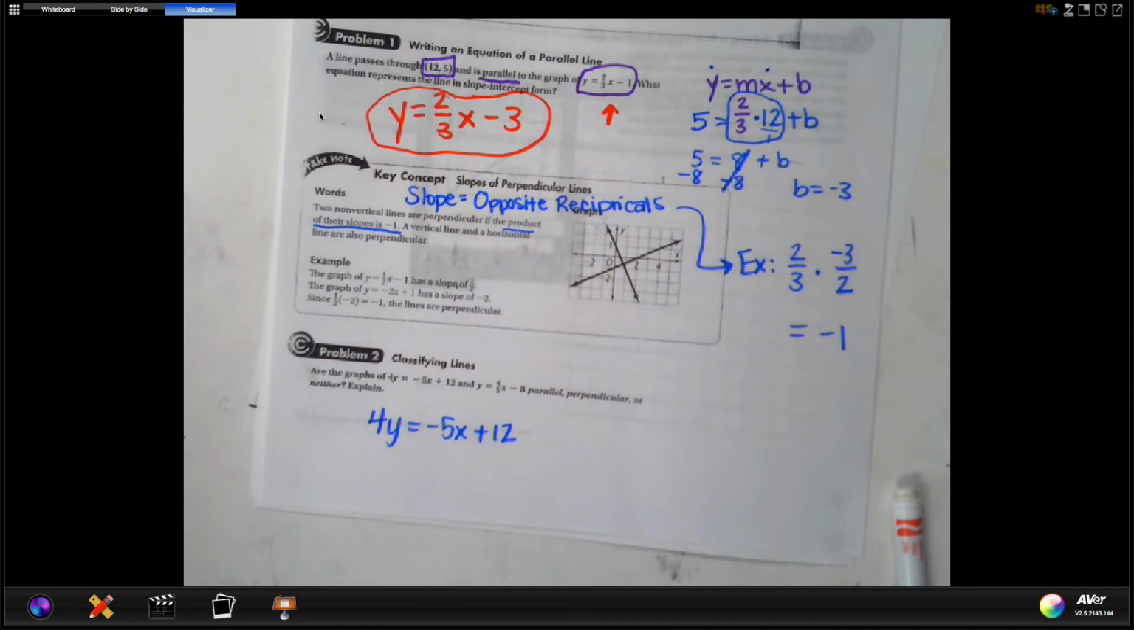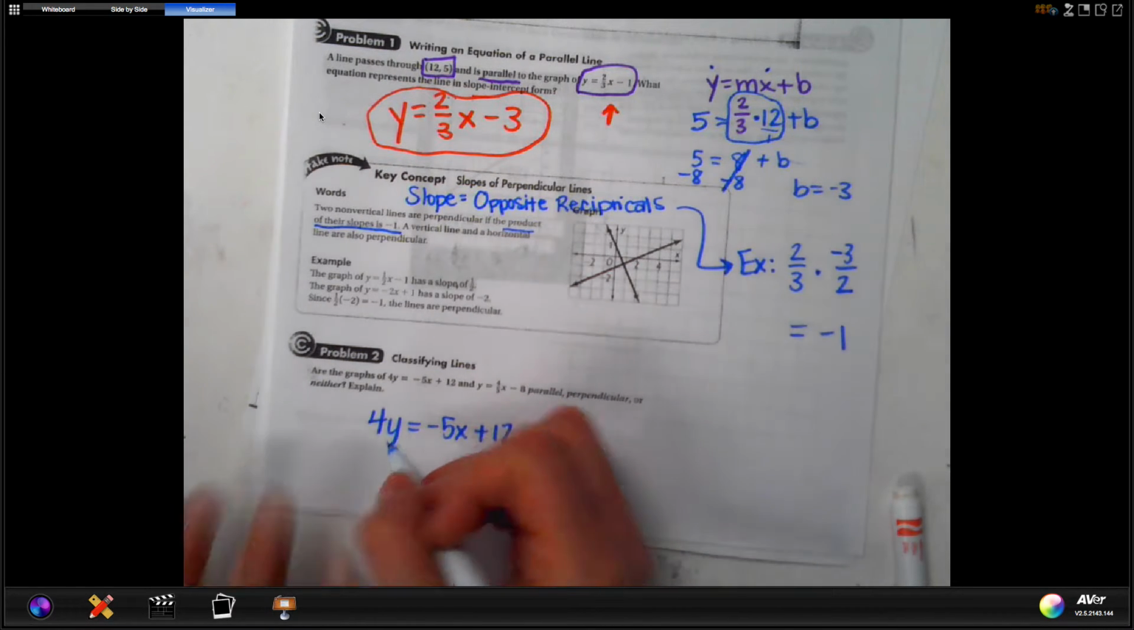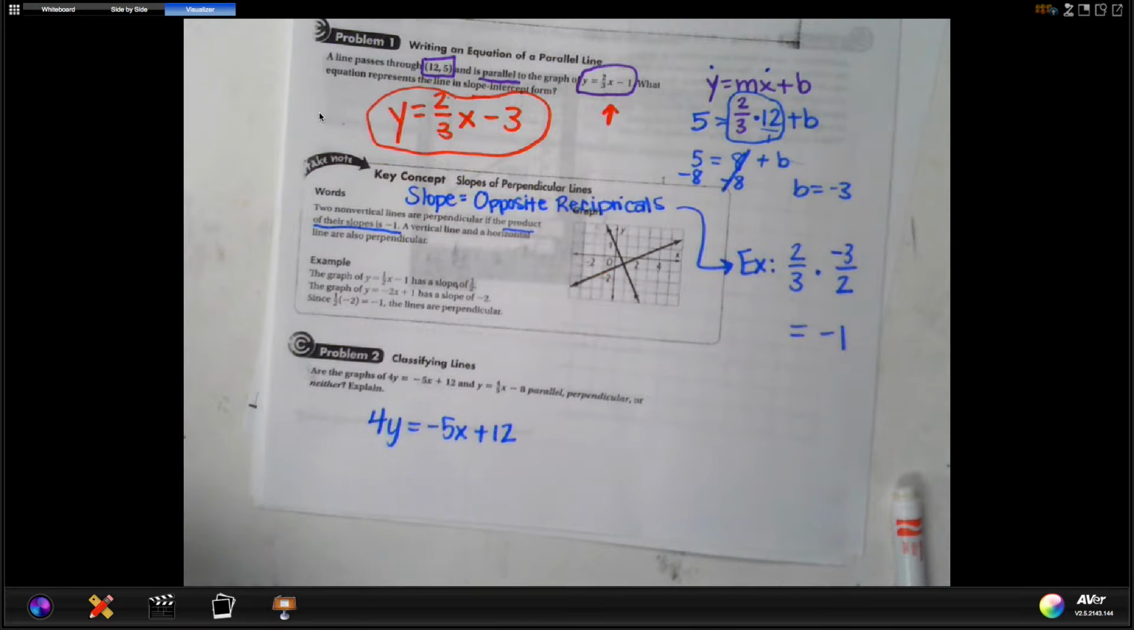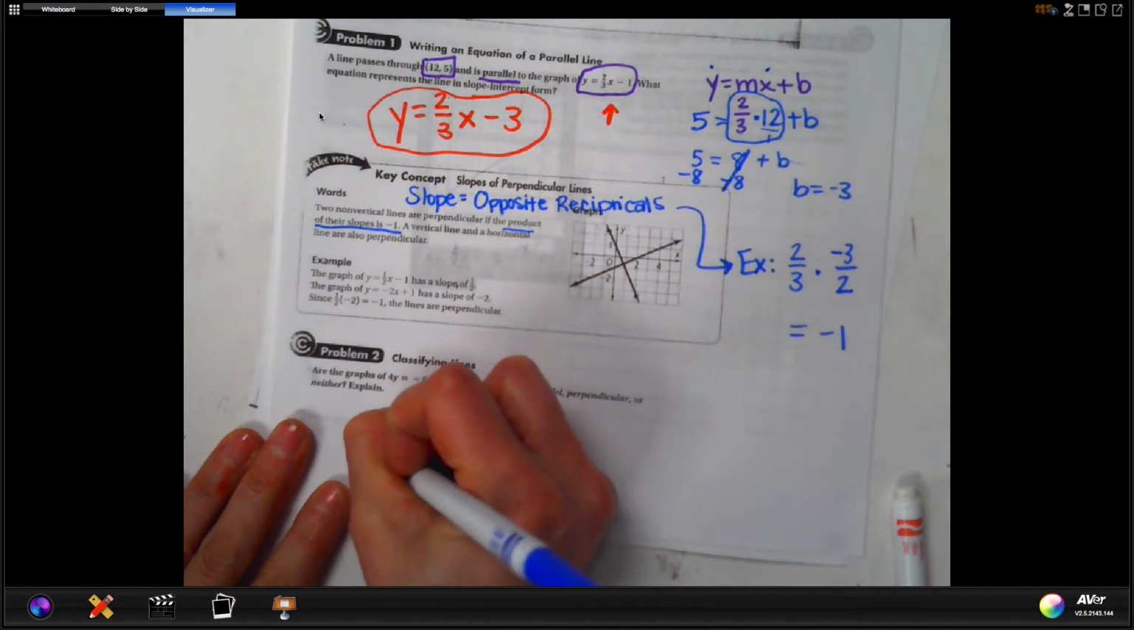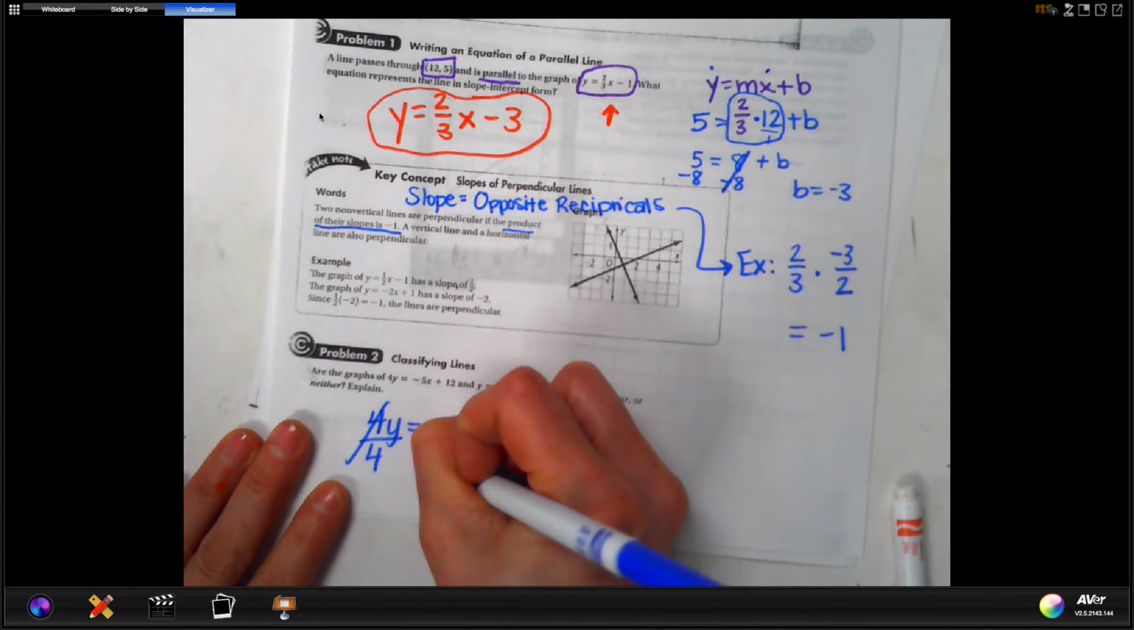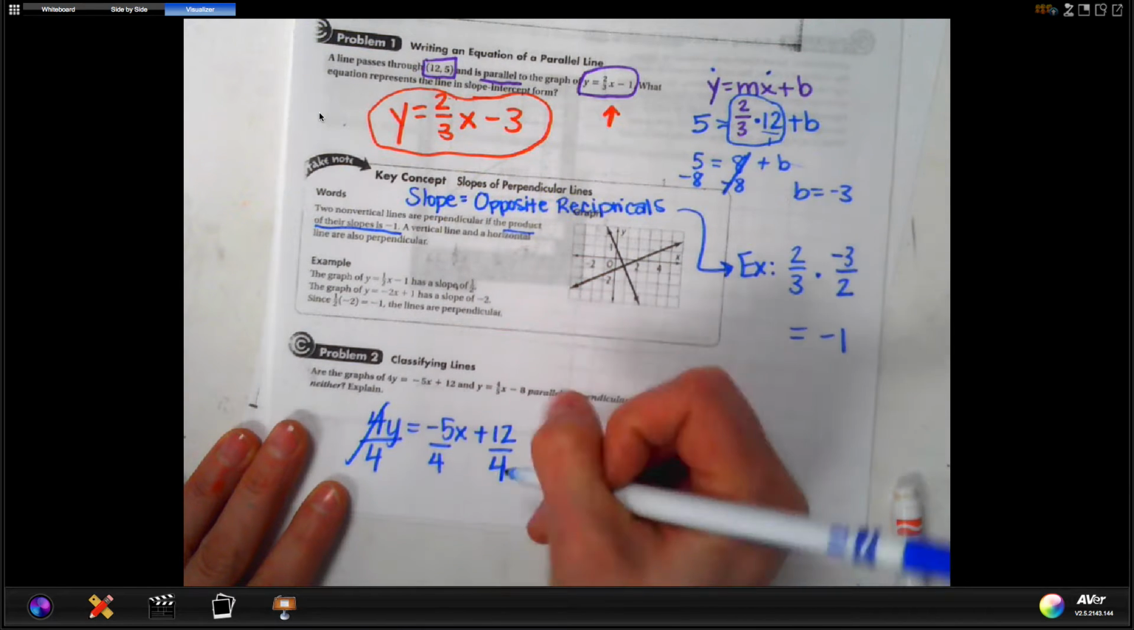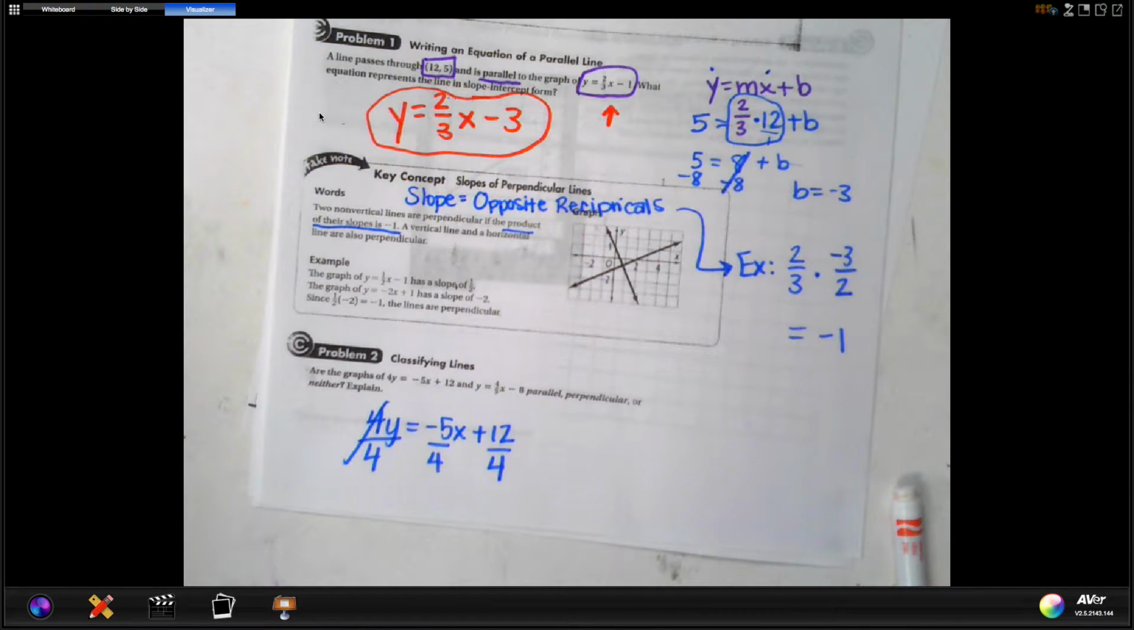Starts with a D and ends with a divide. By what number? 4. Okay? We have to make it in y equals format in order to go, oh, that's the slope, right? It's got to be y equal mx plus b. So I'm going to divide that 4 out of there and divide this by 4 and this by 4. Now, do I really have to simplify it? No. What's the slope of this line that I just did?